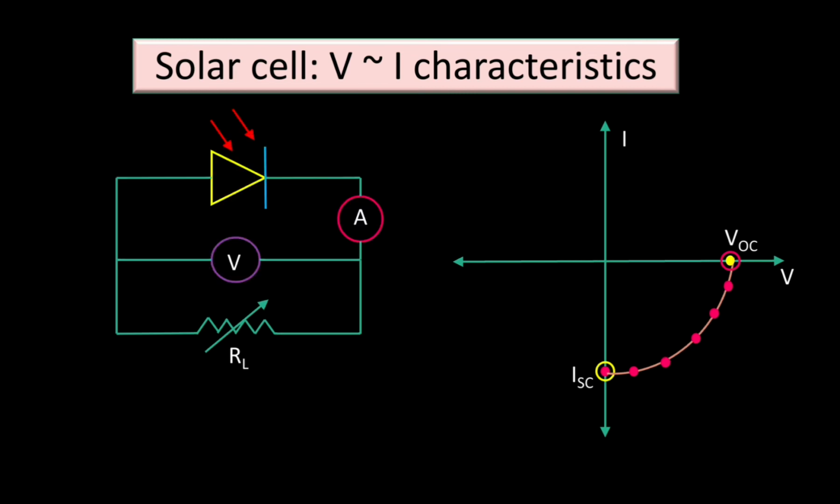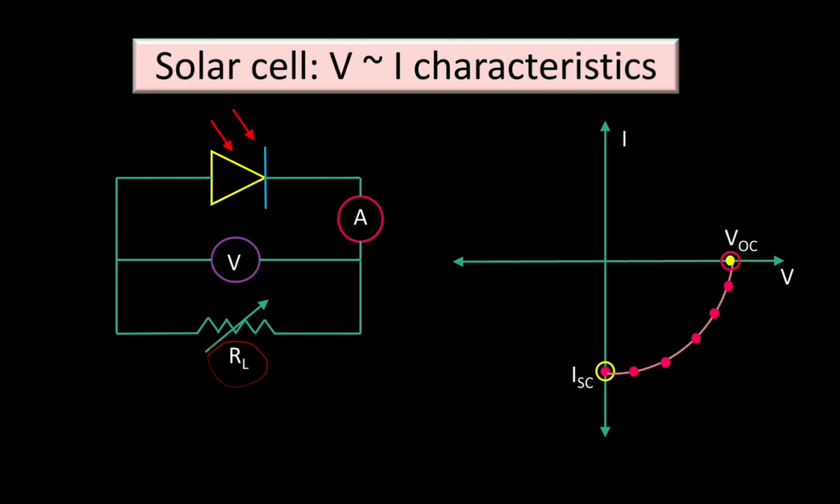Now I will show you the circuit which is used to plot this characteristics curve. This is the solar cell and this is the variable resistance which is denoted as RL. Through this voltmeter we can measure the voltage across the solar cell, and through this ammeter we can measure the current through the solar cell, and after plotting those corresponding values we can obtain this characteristics curve over here.